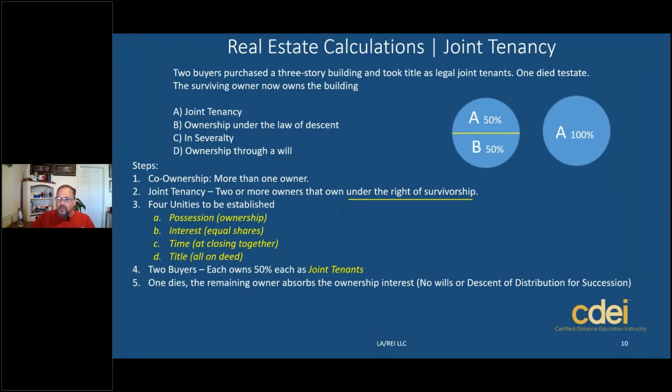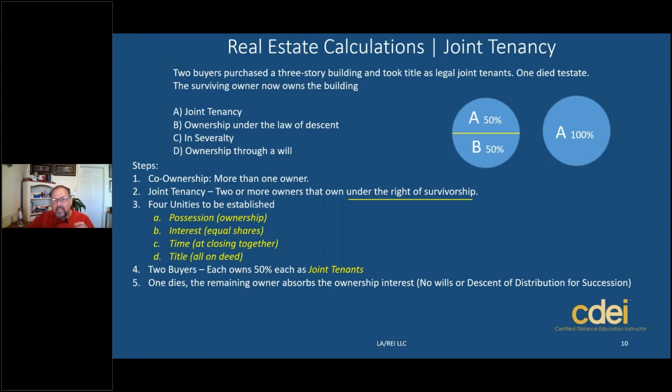Remember, under the right of survivorship, if one dies, which B died, even with a will, testate, and I'm going to show you the play on words here, the remaining owner absorbs that interest. There is no will, there's no descent of distribution that goes through the succession laws to any heirs that may be to the property. Okay, it's the surviving member of this co-ownership that gets 100% ownership now.